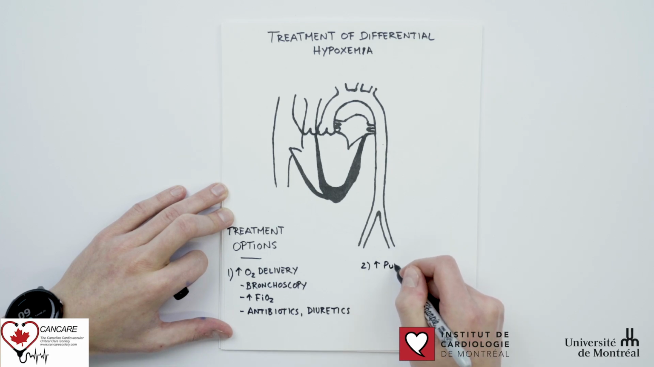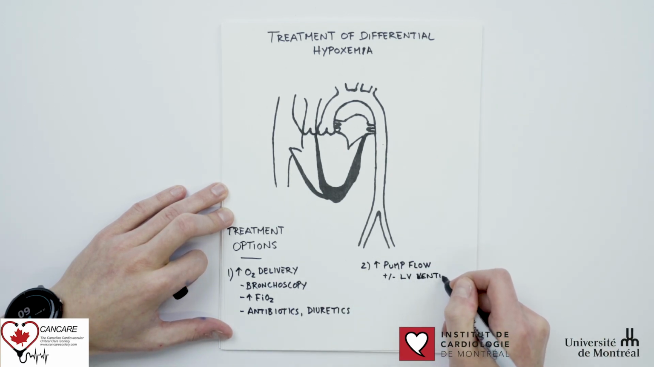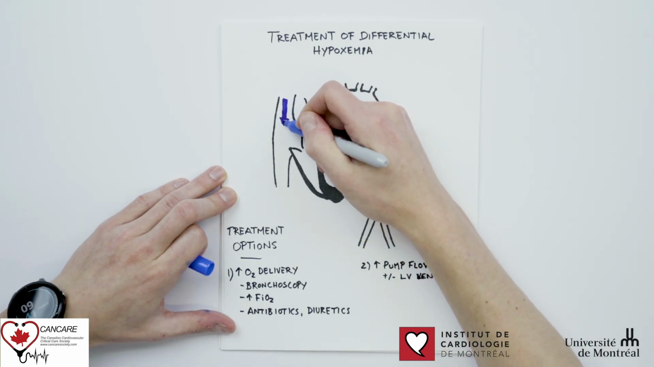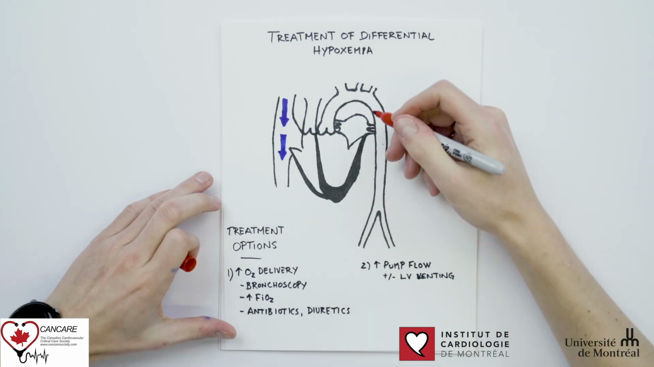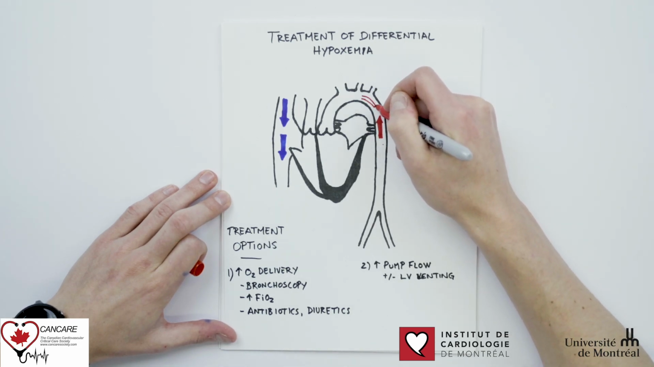Increasing the pump flow will allow better venous drainage, which will decrease the amount of blood going through the pulmonary circulation. This will also increase the blood flow coming out of the arterial cannula, which will allow better oxygenation of the upper body. However, this solution, although simple, is associated with several potential complications.